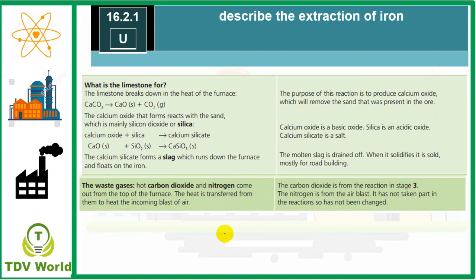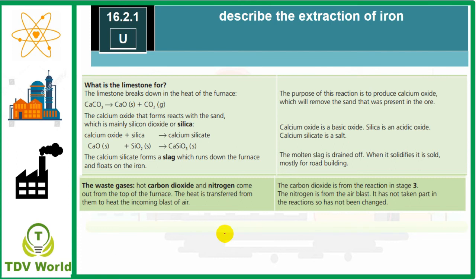The heat is transferred from them to heat the incoming blast of air, like this. So you should know the waste gases, the carbon dioxide and nitrogen. These two gases are waste gases, and these are going to evolve from the top of the furnace. And I will read the comments.